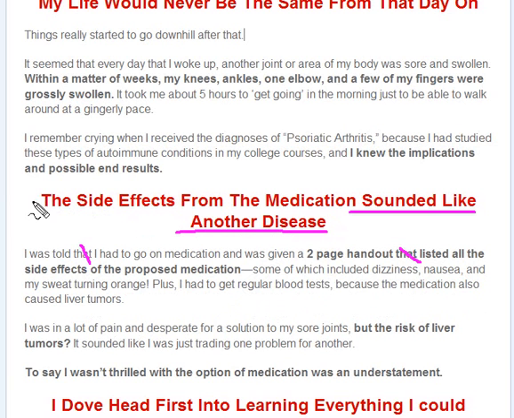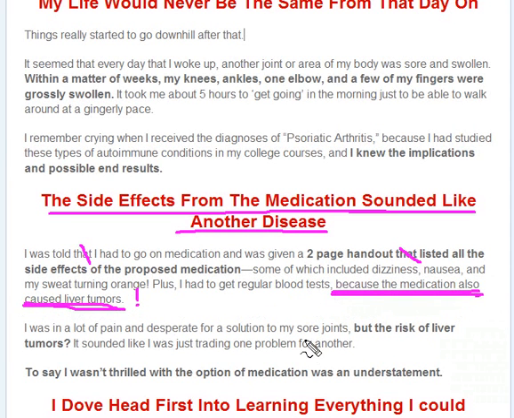Now here you've pulled out "the side effect from the medication sounds like another disease" to be your subhead. To make it a little more shocking, to build empathy, and to get the person really thinking seriously about getting rid of the problem, in other words to magnify the problem, I would make this a subhead instead: "because the medication also causes liver tumors!" Because you really want to scare the person into taking action.